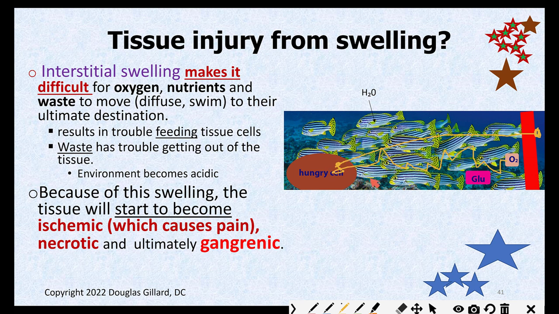So that interstitium, it hinders the feeding of the cells, and it hinders the waste removal. So lactic acid can start building up all over the place and make this an acidic environment. See how that works?